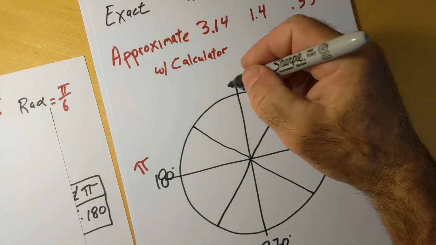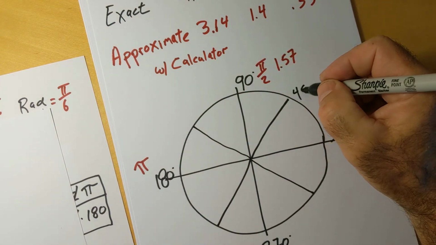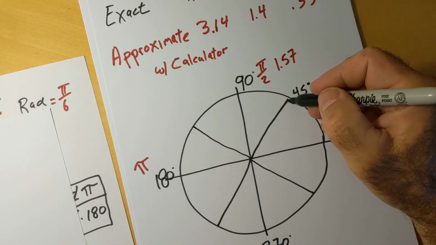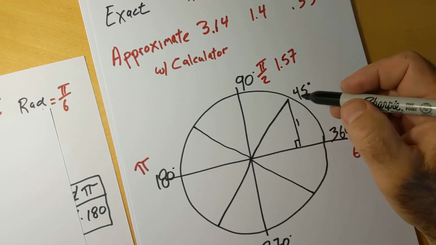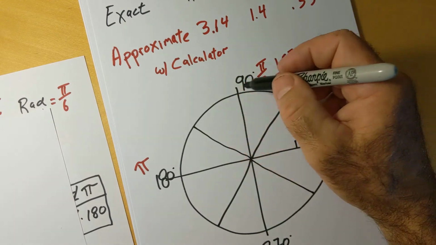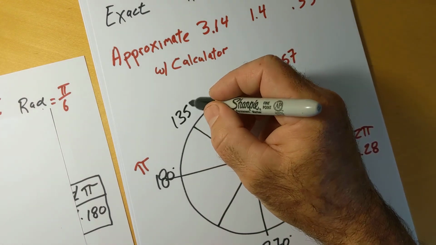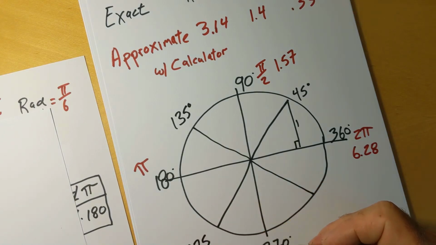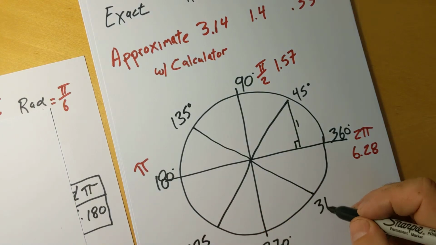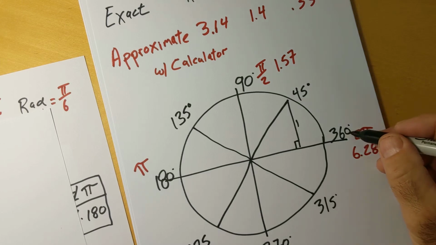And I'm going to go in degrees first. Half of 90 is 45. It's an isosceles right triangle. And then this is my next 45. 90 and 45 is 135. 180 and 45 is 225. Plus 45, plus 45, plus 45.